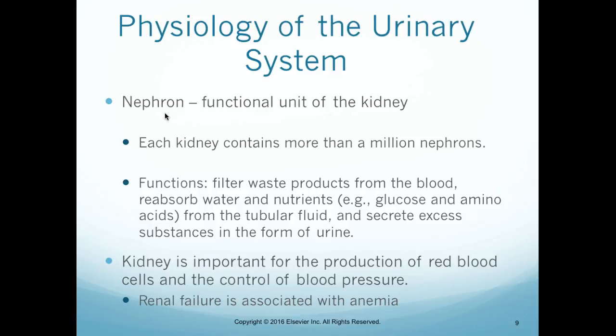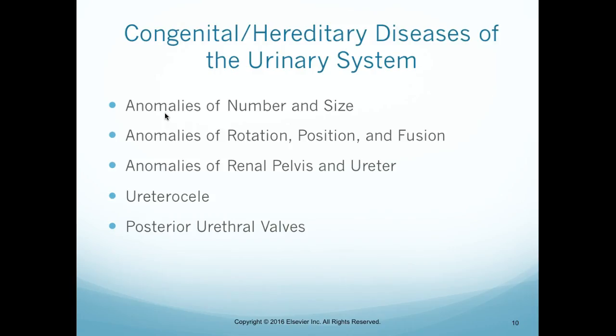So with the production of red blood cells, it's important to know that if a patient is in renal failure, they're probably anemic. Also with high blood pressure, so when patients come in with uncontrolled high blood pressure, we take a look at the kidneys and the renal arteries to see if that is the cause for the uncontrolled high blood pressure. So congenital hereditary disease of the urinary system.